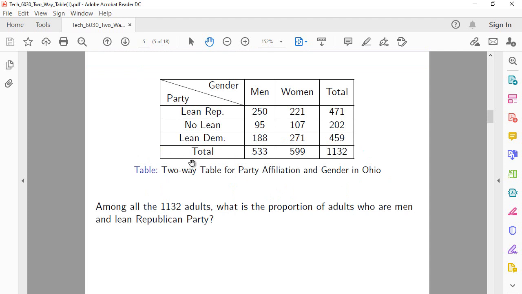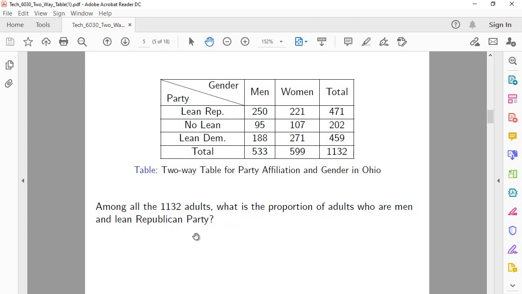Okay, so now I want to ask you the following question. We know that the total number of adults in the study was 1,132. So among all these adults, what is the proportion of adults who are men and lean toward the Republican Party?